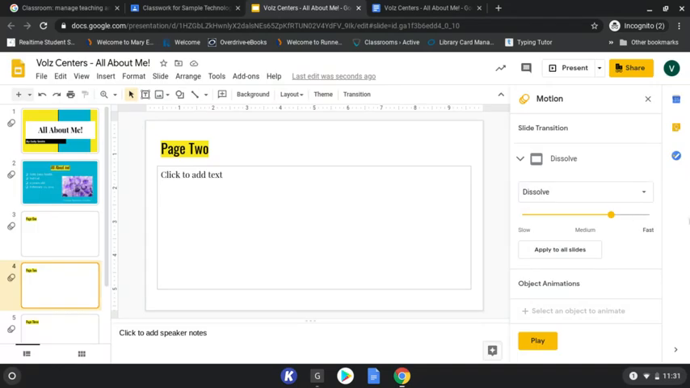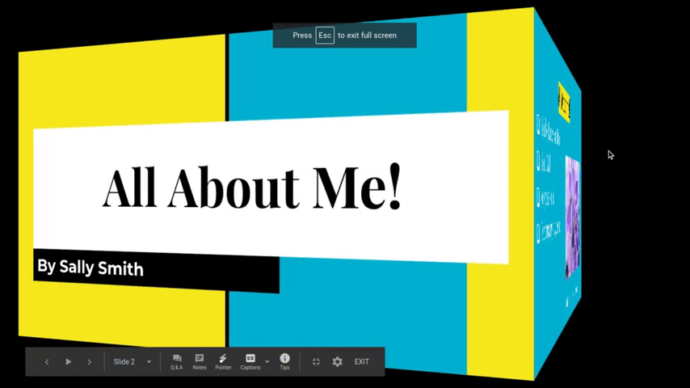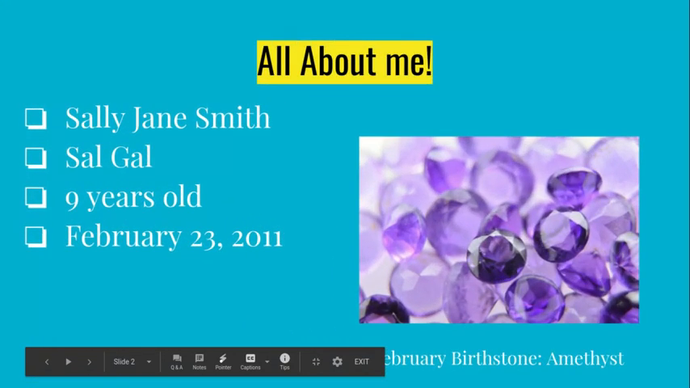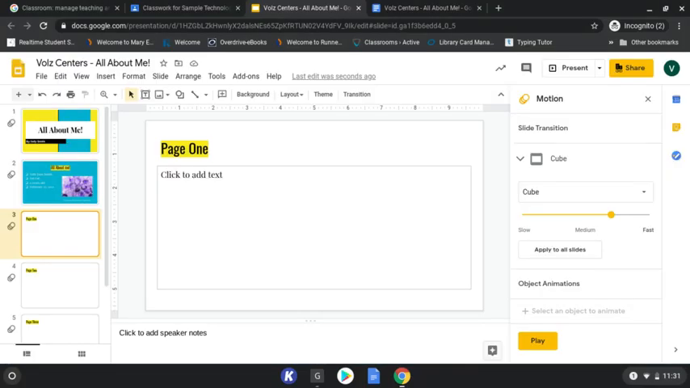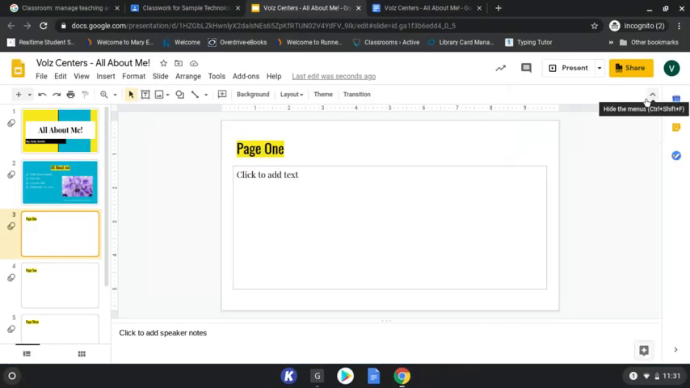Now, if I escape out and I change this to the cube and I apply it to all my slides, now when I go back to the start and hit present, you can see it looks totally different. When I click, it's a cube, and that's how it's going to transition through the whole slideshow. So pick a transition you like, apply it to all your slides, and then you can go ahead and close that. You're done with that.